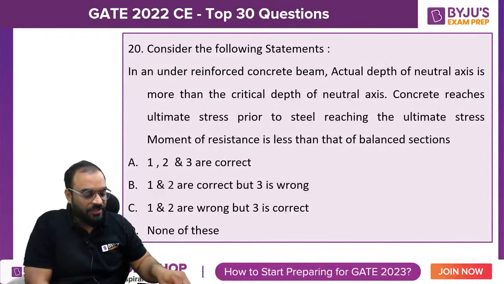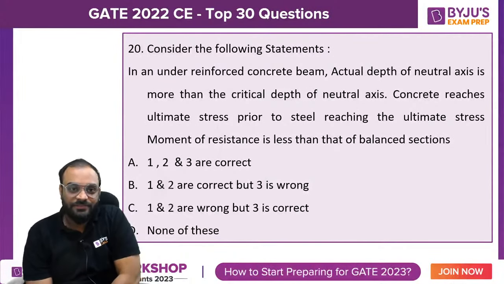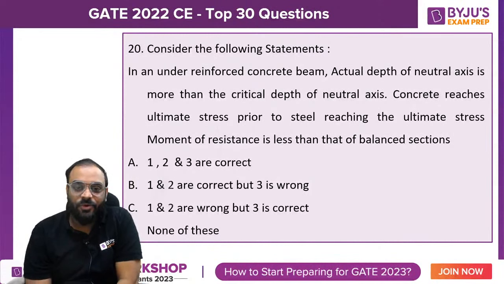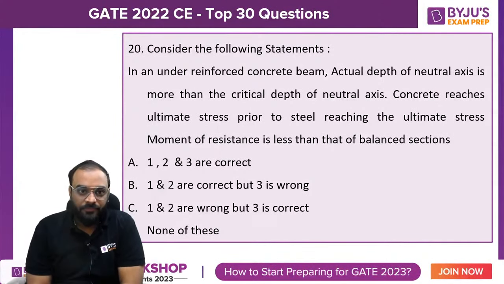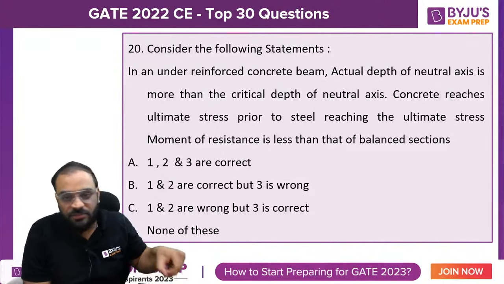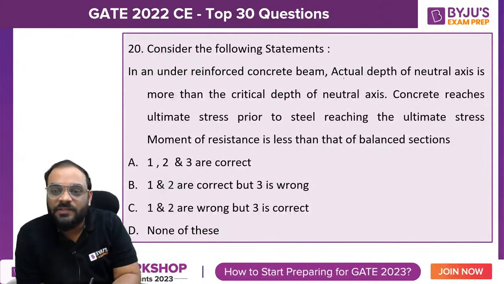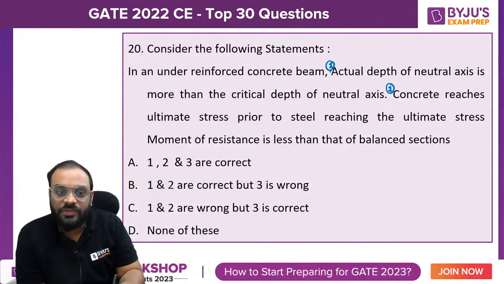Next question, tell me the answer. Consider the following statements. Just a second, I think this is a typo error. This is statement number 1. This is statement number 2. And this one is statement number 3.